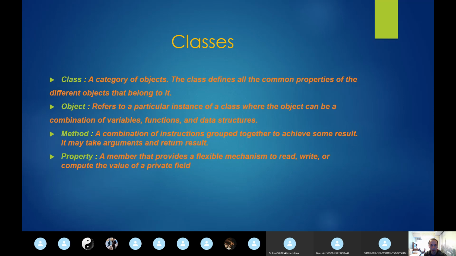And the property is a member that provides a flexible mechanism to read, write, or compute the values of the private field. When we have private fields in our class, we cannot address them directly from our objects. We need to use a property to get the value or to set the value of the class.